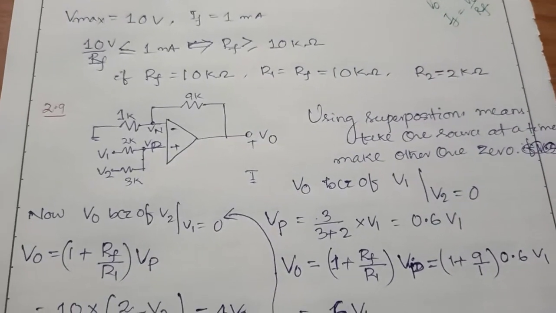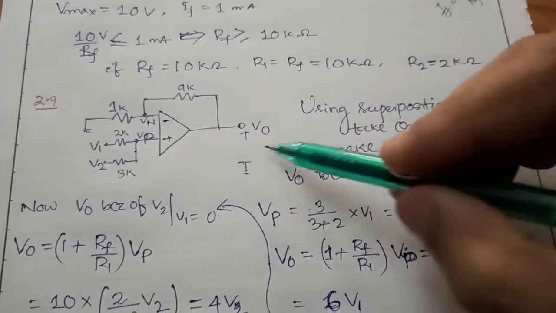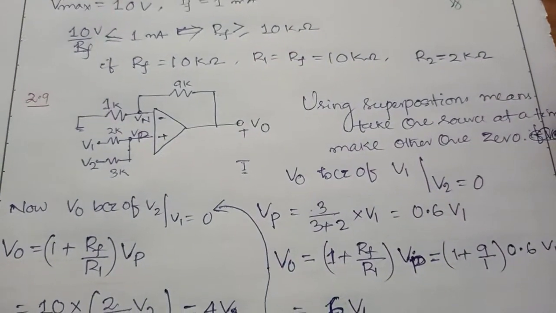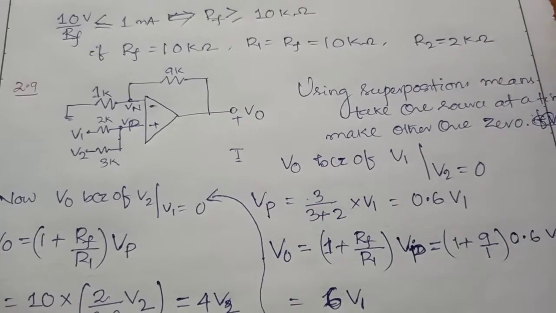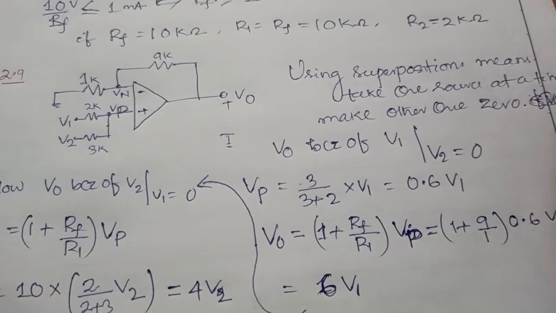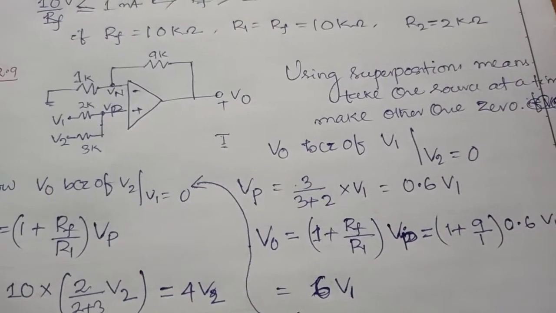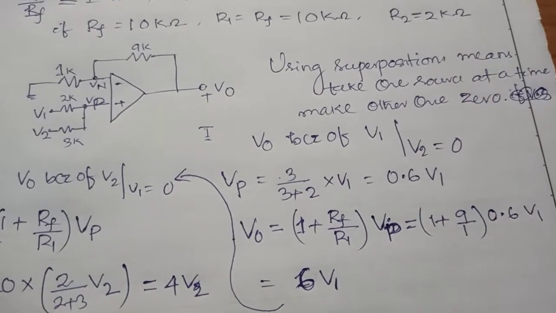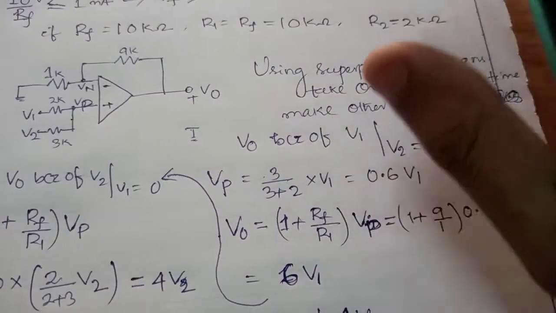In 2.9 it is given that we have to use the superposition principle. We have to find, by using the superposition principle, the value of V output. This is the circuit given. So what is the superposition principle? It says that when there are a number of sources, that is 2 or more than 2, then we have to take one source at a time and make the other sources 0, and find the output for that first source. Similarly, we take the second source and make the other sources 0, then find the output. And after finding all the outputs because of the different inputs, we add them.